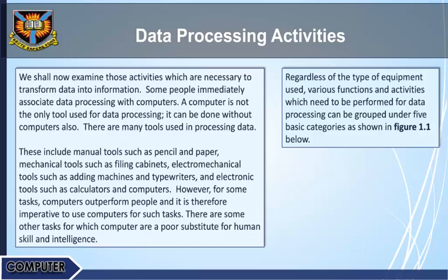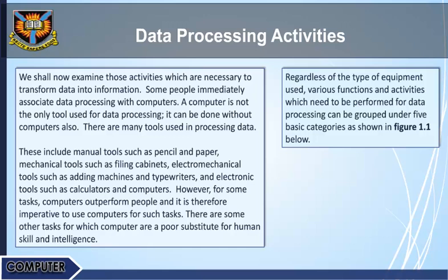Data processing activities. We shall now examine those activities which are necessary to transform data into information. Some people immediately associate data processing with computers. A computer is not the only tool used for data processing. It can be done without a computer also. There are many tools used in processing data. These include manual tools such as pencil and paper, mechanical tools such as filing cabinets, electromechanical tools such as adding machines and typewriters, and electronic tools such as calculators and computers.